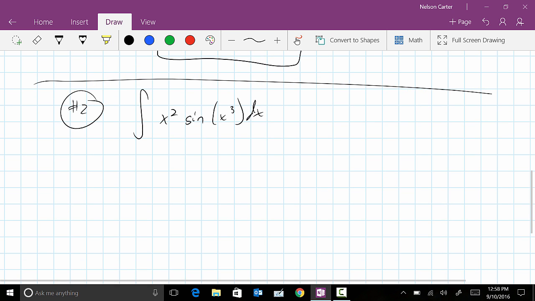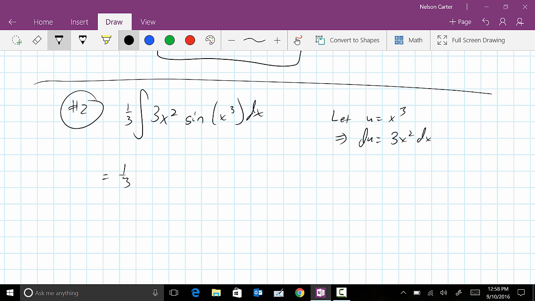Okay, so I'm going to notice, I know that when I differentiate something, the power gets knocked down by 1, so I know that the derivative of x cubed is going to involve x squared. So I'm going to let u equal x cubed, and that would imply that the differential of u is equal to 3x squared dx. So I've got the x squared, but I need the 3. That means I need to put a 1/3 out here.